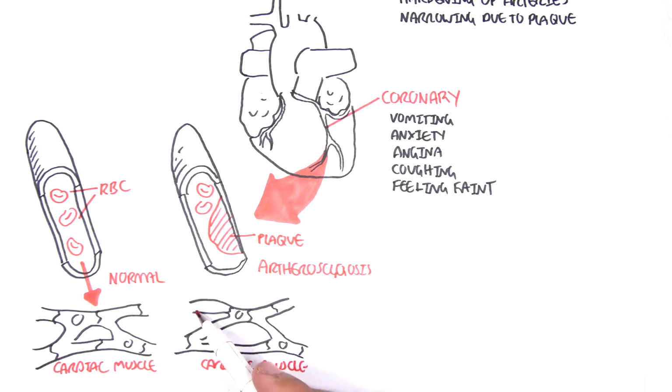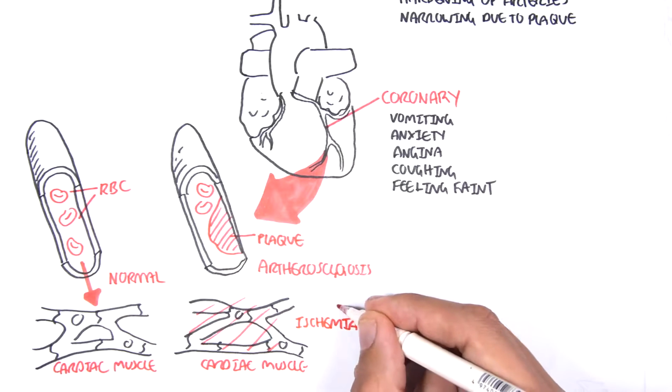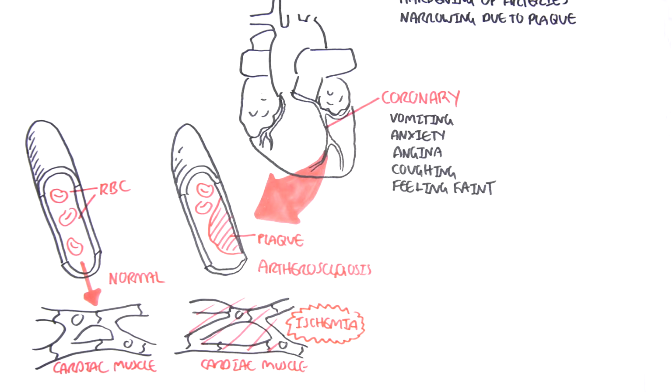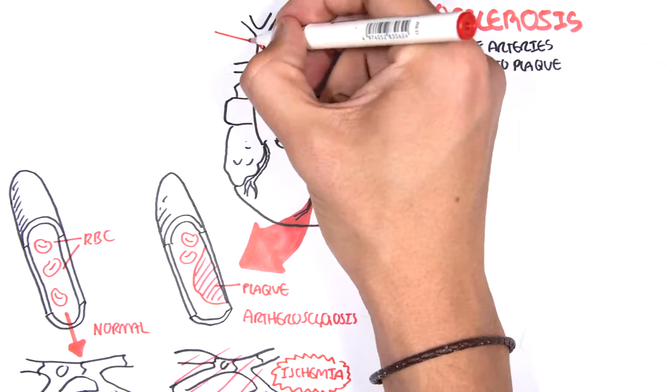So again, if the atherosclerosis in the coronary artery is so severe, it can actually block everything. It can block the blood supply altogether, and we get ischemia of the cardiac muscle cells. As a consequence, these cells will die and you get a heart attack or heart failure.